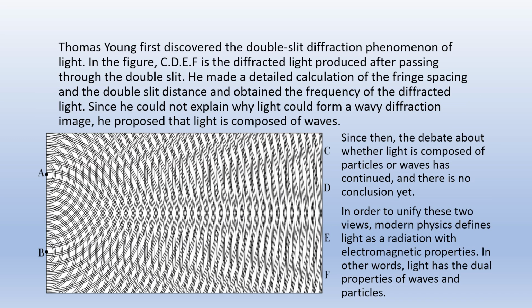Thomas Young first discovered the double-slit diffraction phenomenon of light. In the figure, CDEF is the diffracted light produced after passing through the double slit. He made a detailed calculation of the fringe spacing and the double slit distance and obtained the frequency of the diffracted light. Since he could not explain why light could form a wavy diffraction image, he proposed that light is composed of waves. Since then, the debate about whether light is composed of particles or waves has continued, and there is no conclusion yet. In order to unify these two views, modern physics defines light as a radiation with electromagnetic properties. In other words, light has the dual properties of waves and particles.